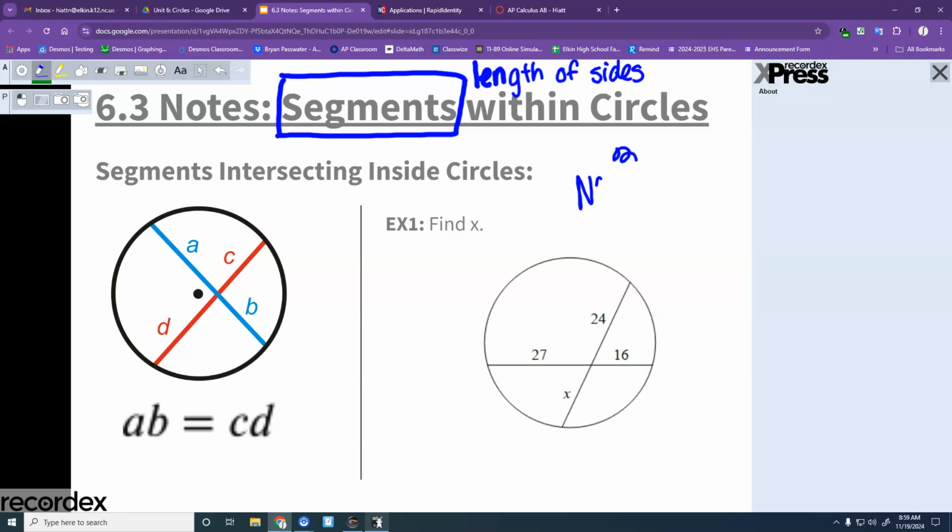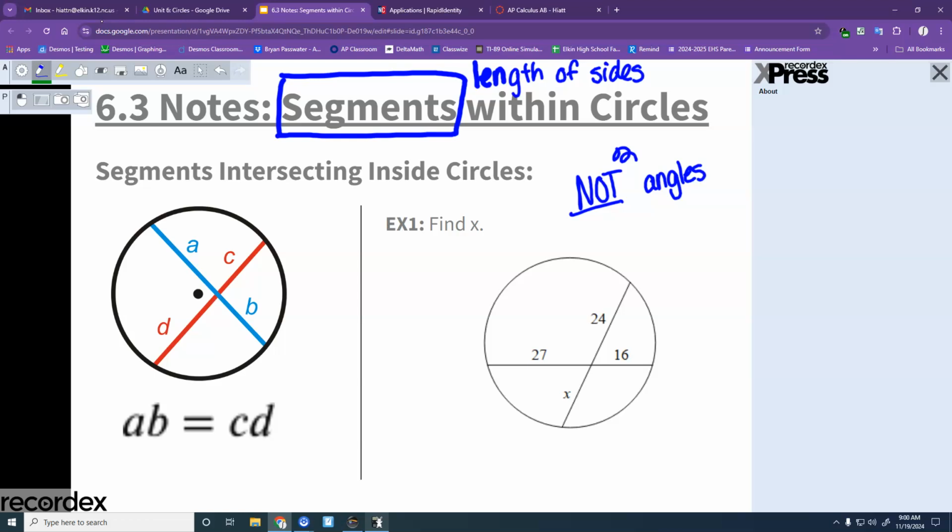These are not angles. So not angles is what we're talking about in 6.3. If you get a question that's asking you for the length of a line, then you need to look in the 6.3 section, not the 6.2 section, okay?